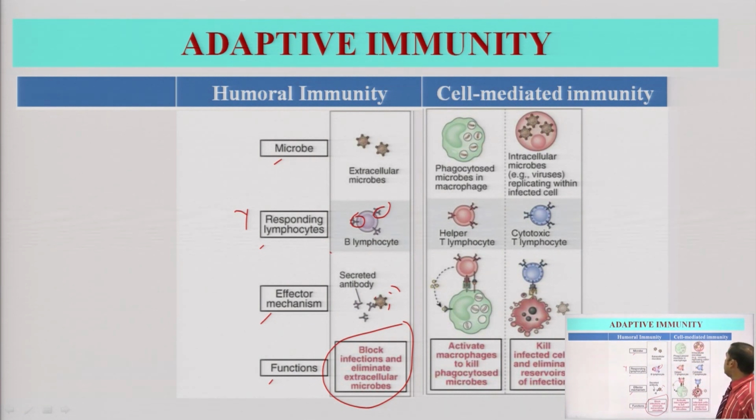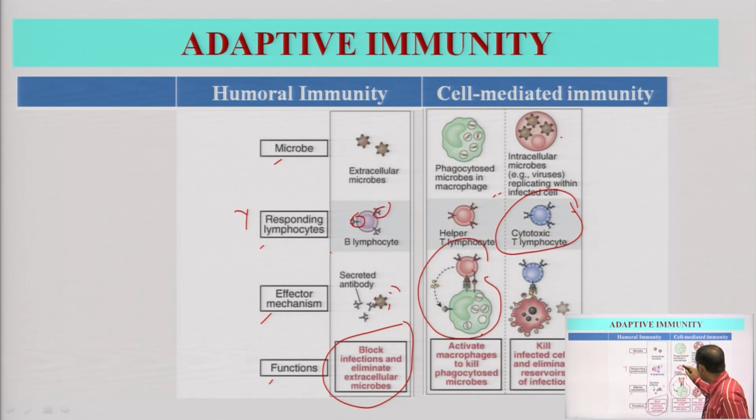But in this case, cell mediated immunity is a little different. How? First, there is phagocytosis of the microbes in the macrophage, and the helper T lymphocytes will present them. In another way, the intracellular microbe, that is, a virus that actually replicates within the infected cell, cytotoxic lymphocytes will come into the picture, and here some responses will happen.